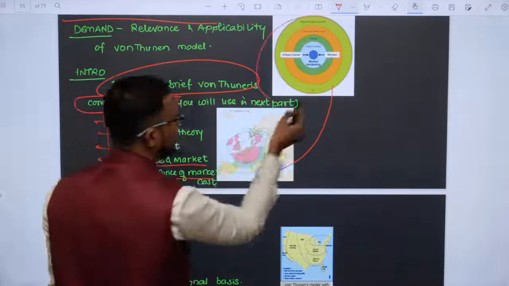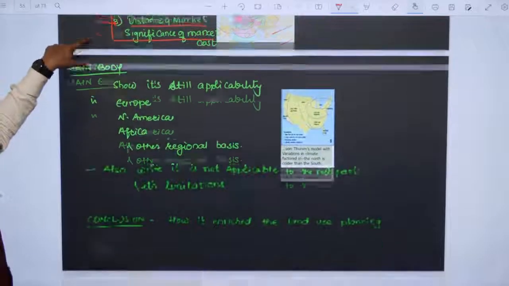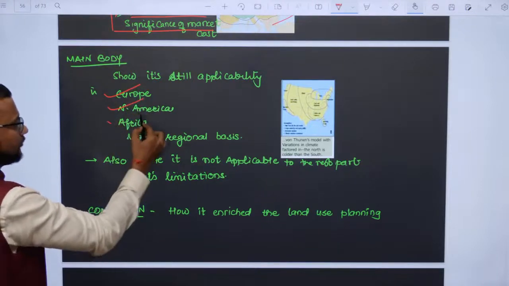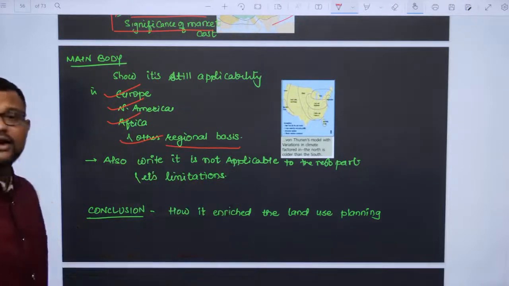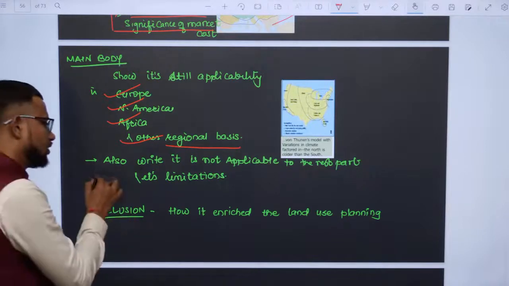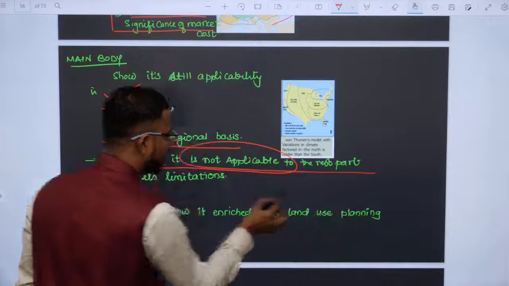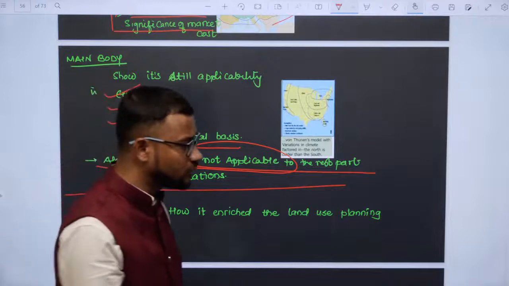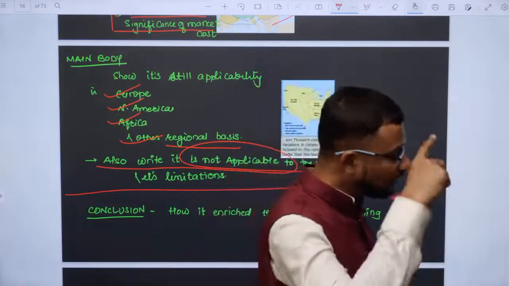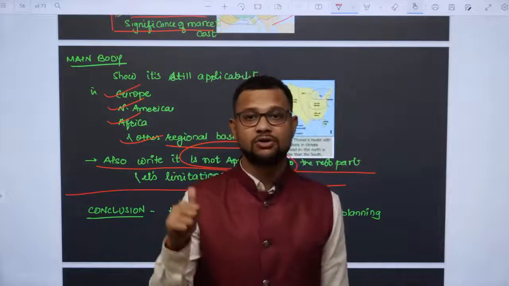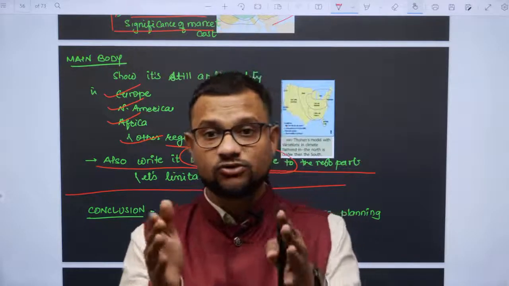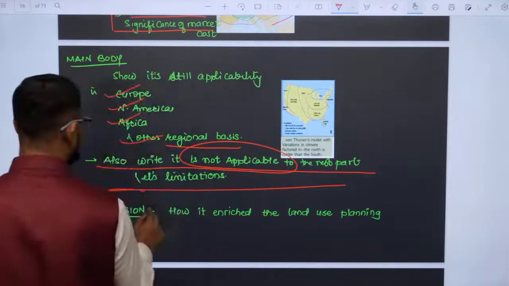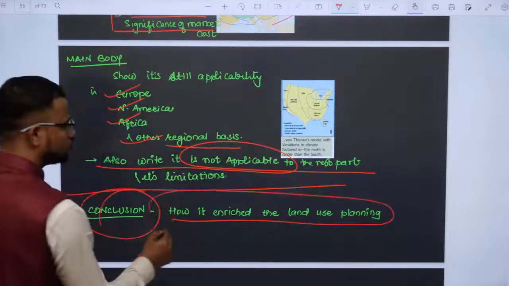Draw this diagram and now apply, show how it is applicable on a different basis, like say for Europe, for North America, for Africa and other regional bases, some in India also. ठीक है, so you can connect it. Then write why it is not applicable and where it is not applicable also, right? ये भी तो लिखना होगा हमें. It is not the case that you are only supposed to write about applicability. No, you also have to write about non-application of this von Thunen model, because that makes your answer more balanced. Okay, so write about the limitations and in the conclusion write how it enriches land use planning.